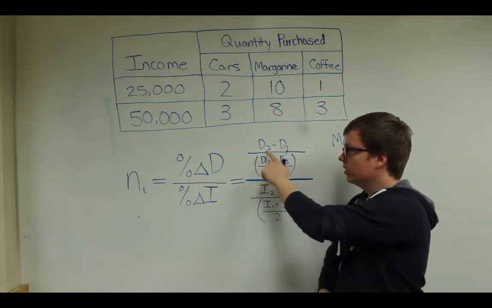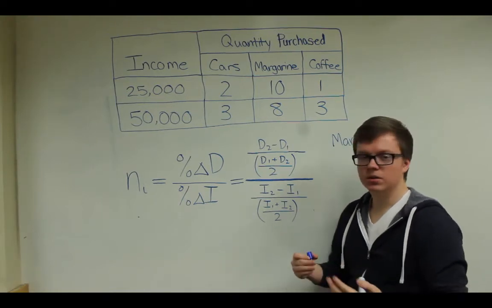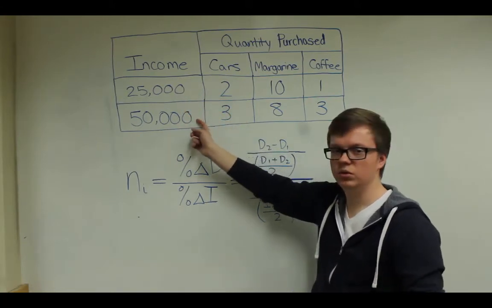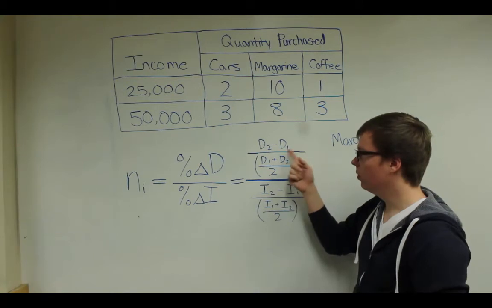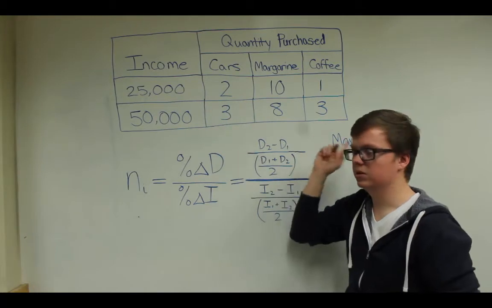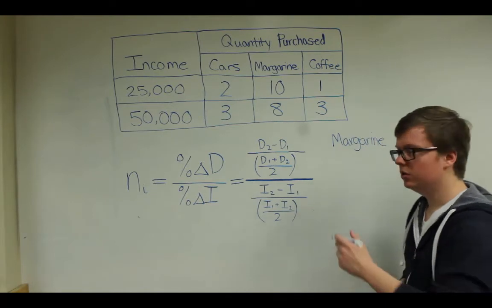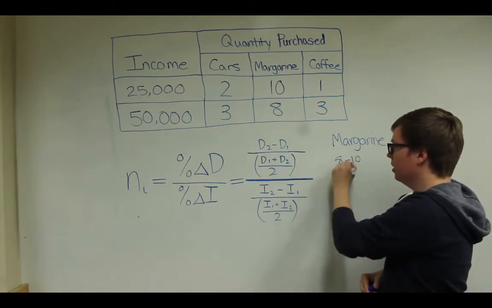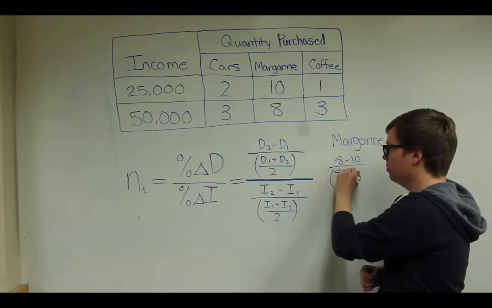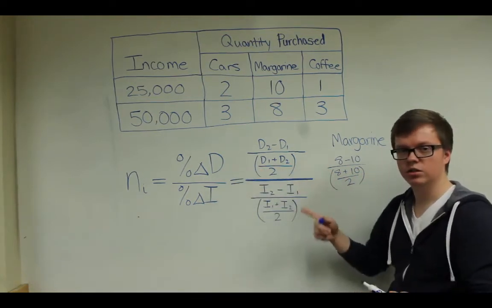And when I have these subscript 1 and 2, it just means the 1s go with the 1s and the 2s go with the 2s. So we'll just call income 1 the 25,000, income 2 the 50,000. So D1, or demand 1, is in the row with the 25,000, demand 2 is in the second row. So if we use this formula for margarine, we have D2 minus D1, 8 minus 10 over, and then we average the two, so 8 plus 10 over 2. And so that's our percent change in demand.